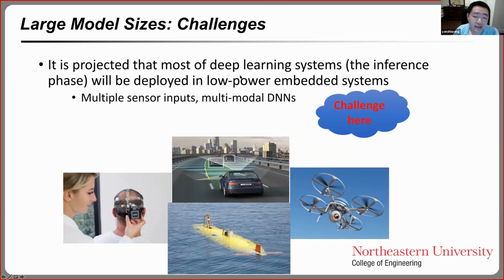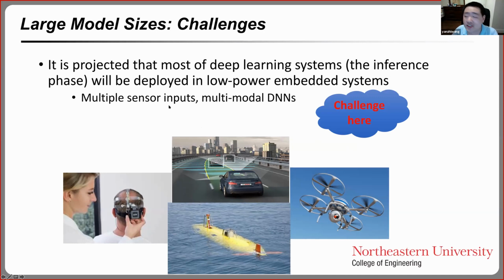Okay. So the deep learning has a large model size, so there is some challenge for this. It is projected that most of the deep learning systems, at least the inference phase, will be deployed in the low power embedded systems. For example, like the autonomous driving systems, like the UAVs, underwater submarines, etc. So there is a challenge here.